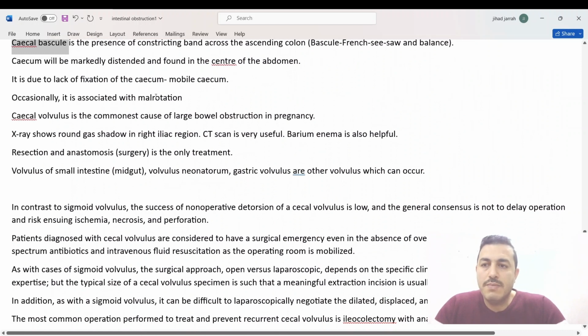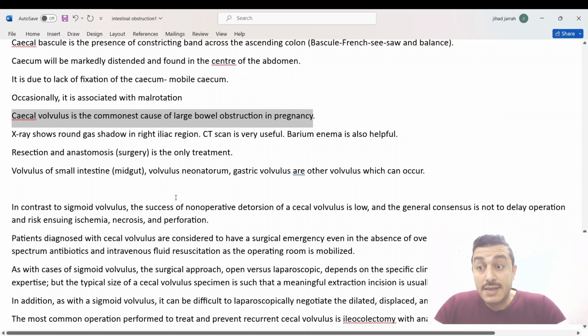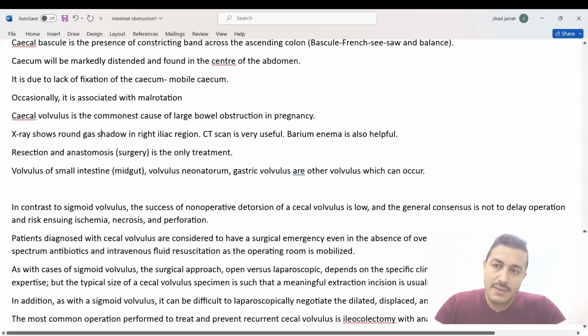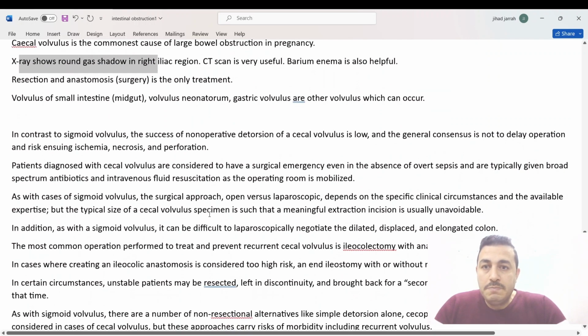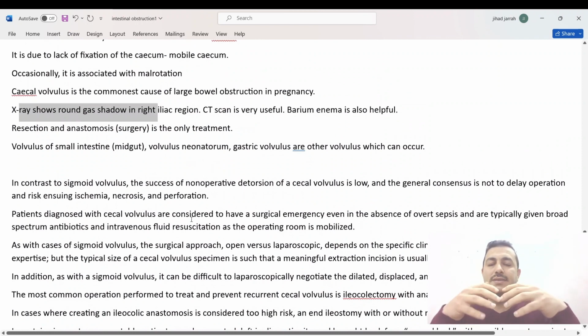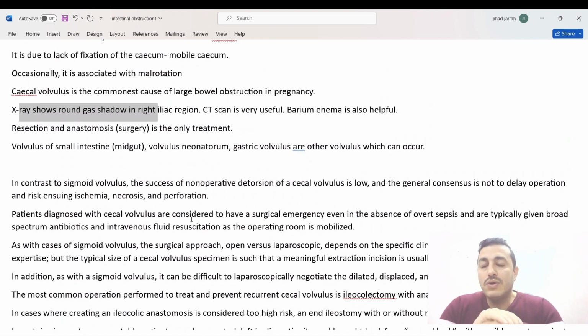It may be associated with malrotation. This is interesting information: cecal volvulus is the commonest cause of large bowel obstruction in pregnancy. We already saw how the X-ray looks. Actually, the treatment here is simple and less complicated when compared to sigmoid volvulus.